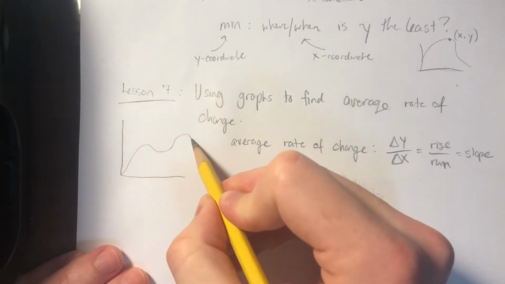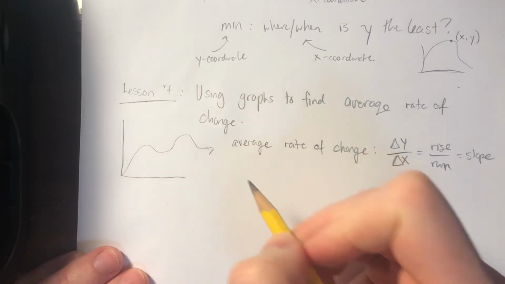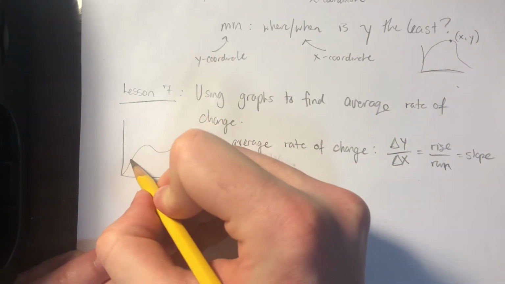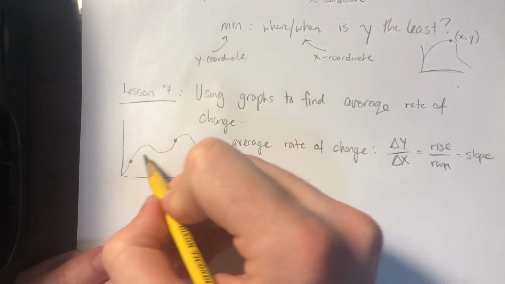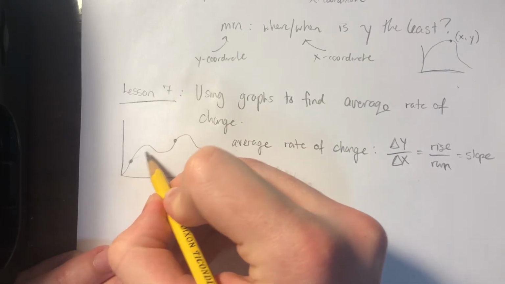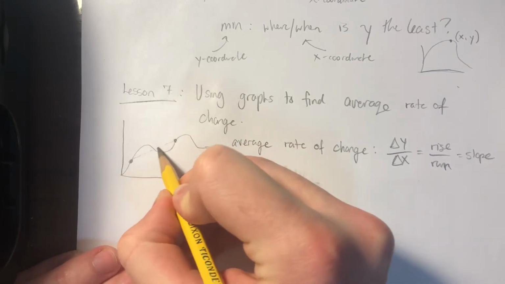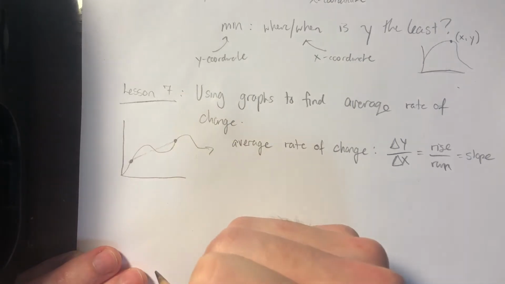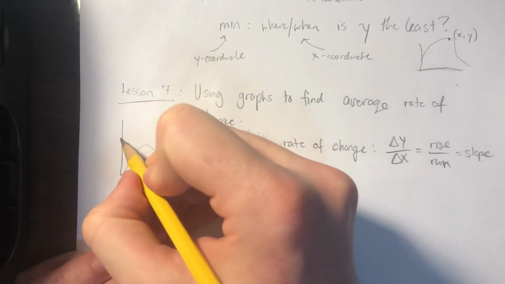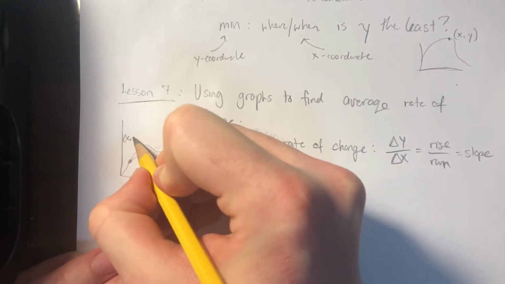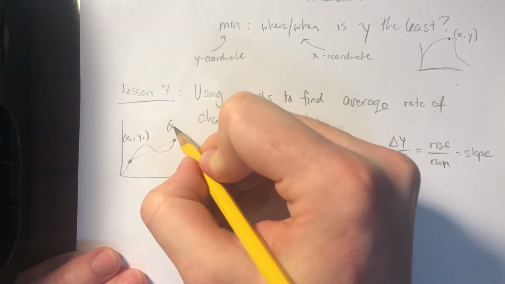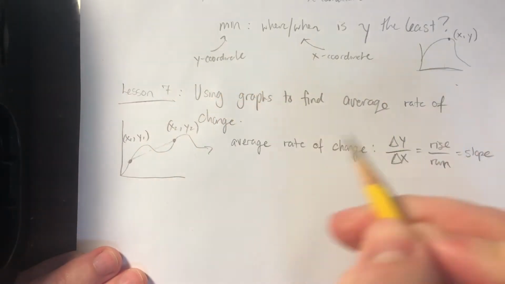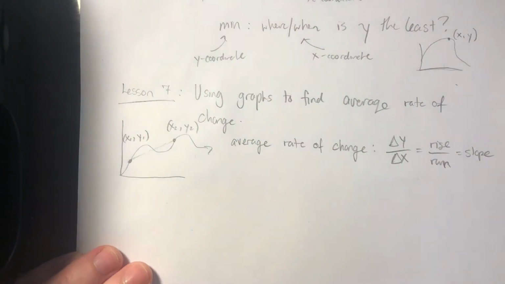I could have some polynomial function like this that's curved. All I need is to find 2 points, the x and y coordinates for them, and then I'm going to find the slope that's connecting those 2 points. If I were to draw a straight line, what would that average be? So let's call this point x1, y1. And then this one we'll call x2, y2, because I don't know exactly what those points are. It could be any point.